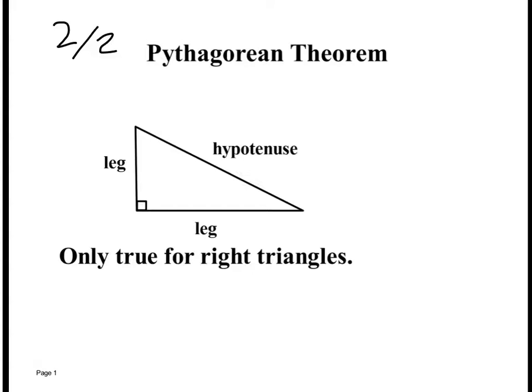We're doing Pythagorean Theorem. The first thing you need to know about Pythagorean Theorem is that it's only true for right triangles. It will only work for right triangles. It won't work on obtuse or acute triangles.